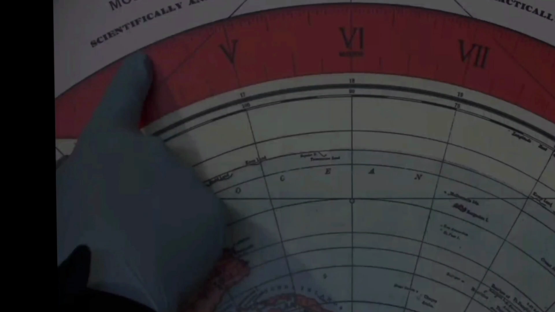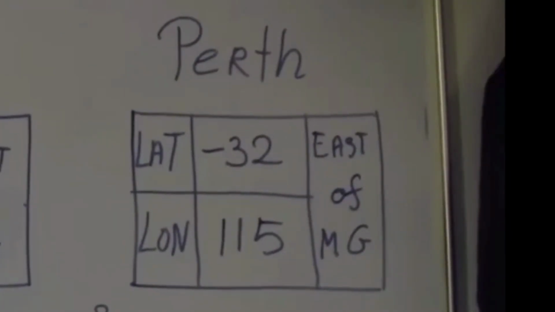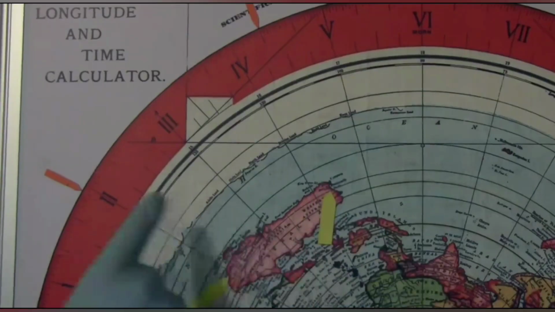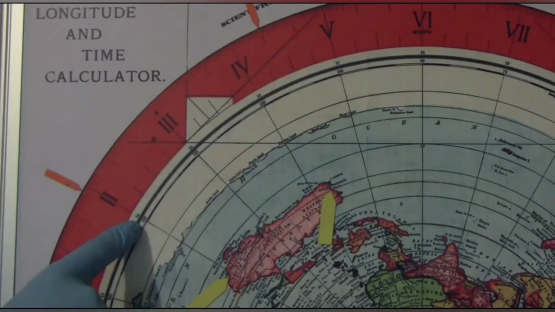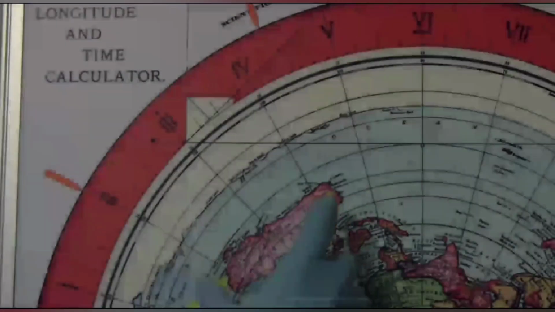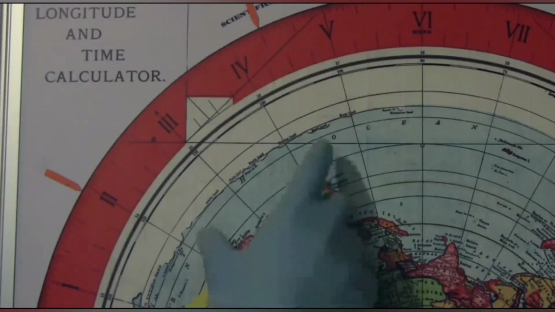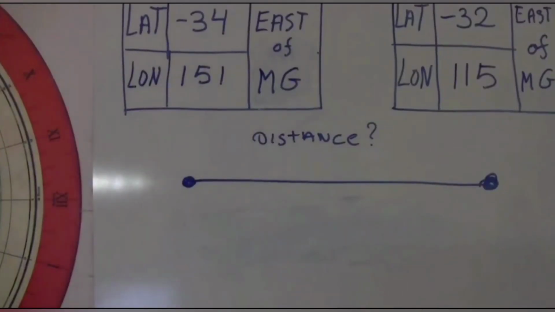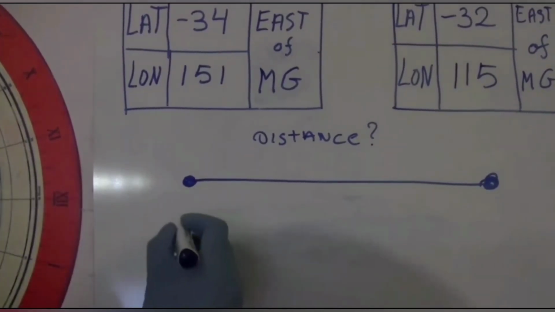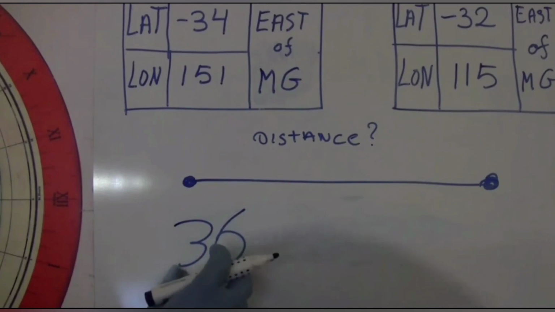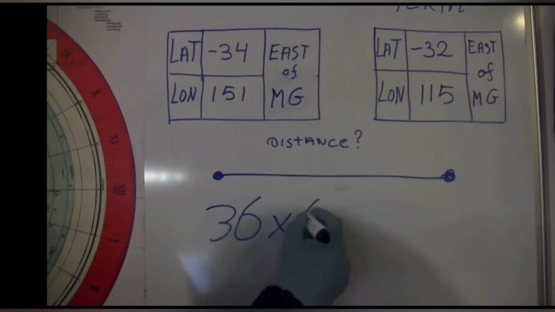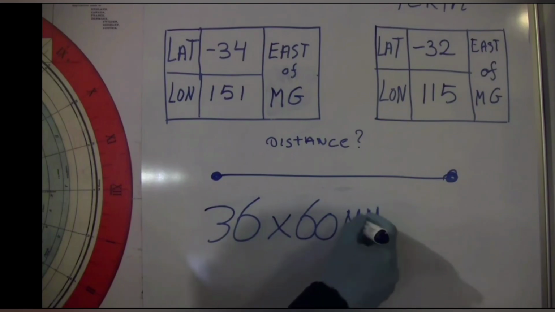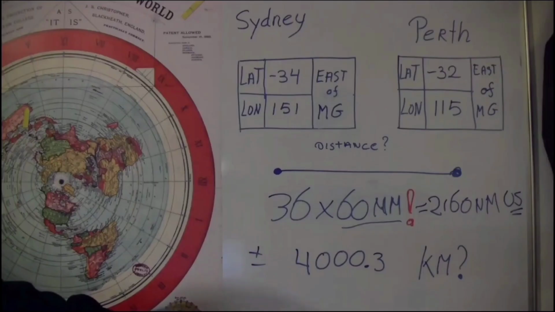So now we could get the distance between Sydney and Perth. So it's negative 32 latitude and 115. So how many degrees are these apart? So there's Sydney, and the longitude from Sydney and the longitude from Perth. So we subtract 115 from 151, and we get 36 degrees. So 36 degrees times 60 nautical miles is 2,160 nautical miles. If we convert that into kilometers, it's approximately 4,000 kilometers.